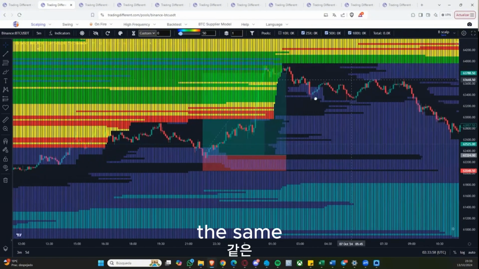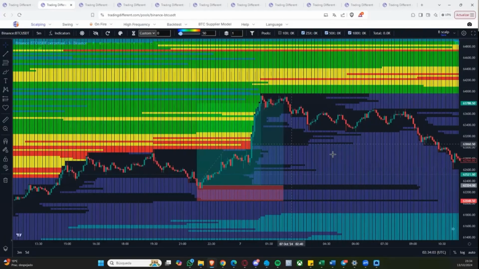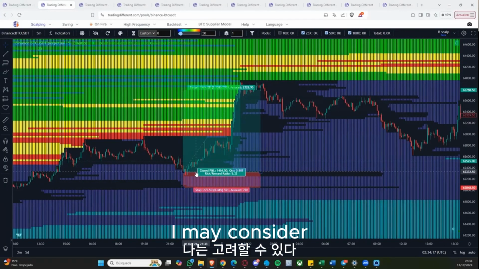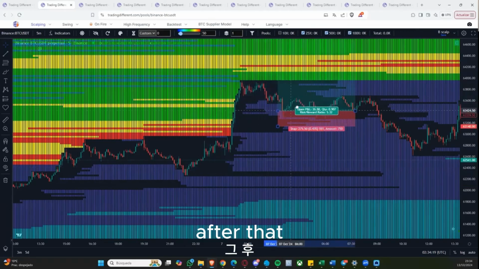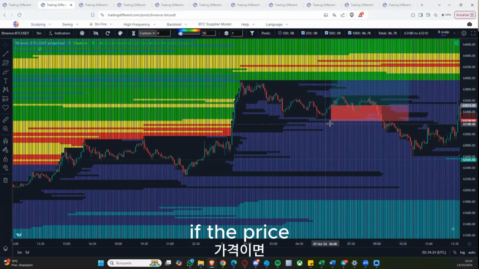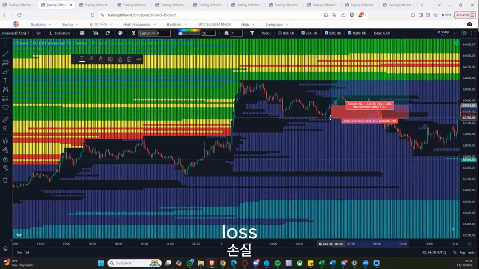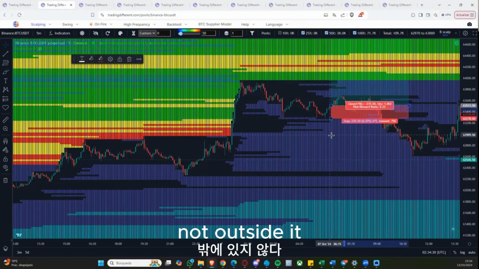I can apply the same strategy, observing that the price has liquidated the new longs. With more liquidity at the top, I may consider entering again after that sell-off. I place my entry in the middle of the range and define that if the price goes towards the new pool, I get out. This involves using a stop loss before the pool, not outside it as before.